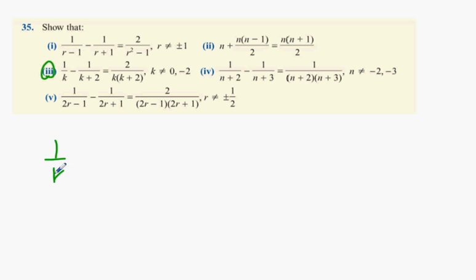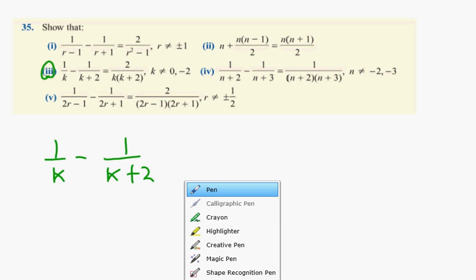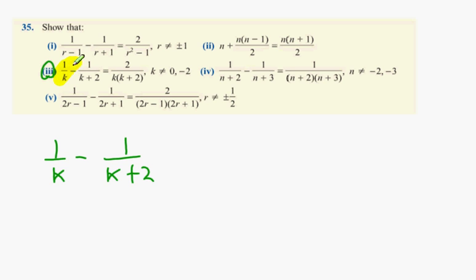1 minus k. What does the language suggest? If it says "show that," what does that mean? Same both sides. Well done, Phil. It means this side here must equal that side there. What does that k not equal to 0, not equal to minus 2 business mean again? It's just to save the question from not existing. If the denominator is 0, it'll be 1 over 0, and that means the question won't exist. So it's just stating that k cannot be those two values. It's not going to influence what you're doing.